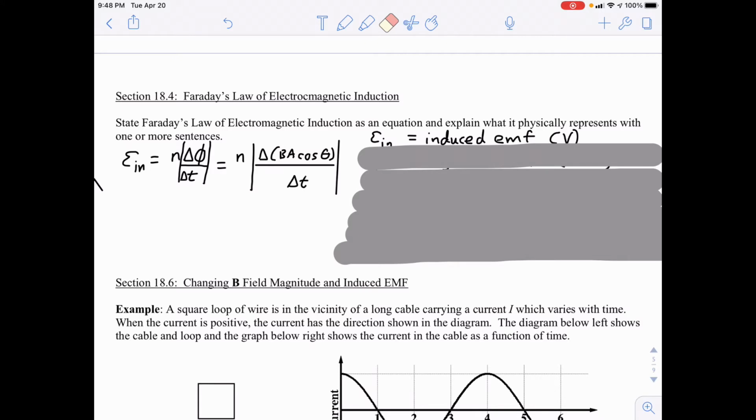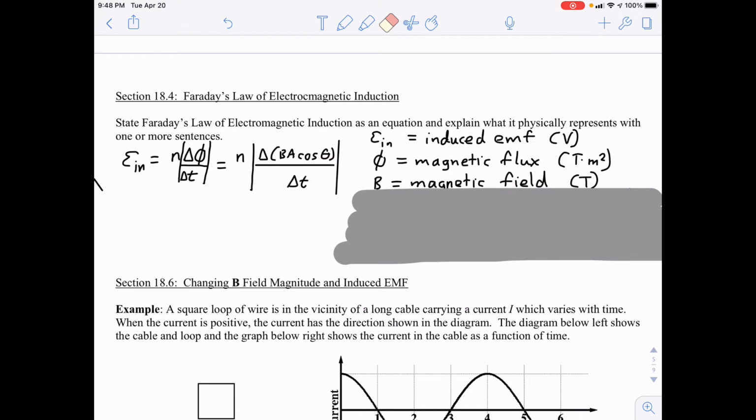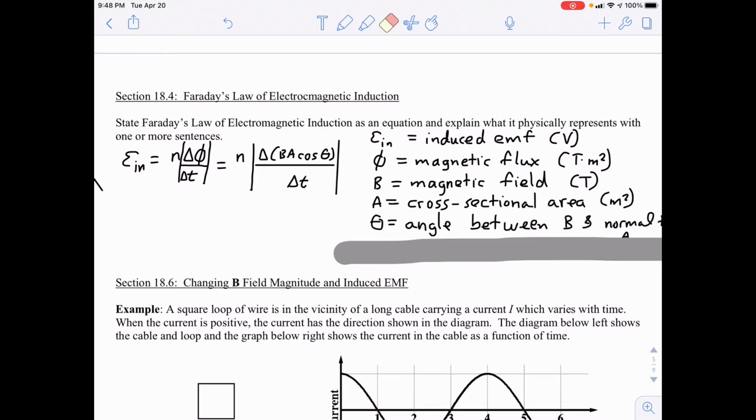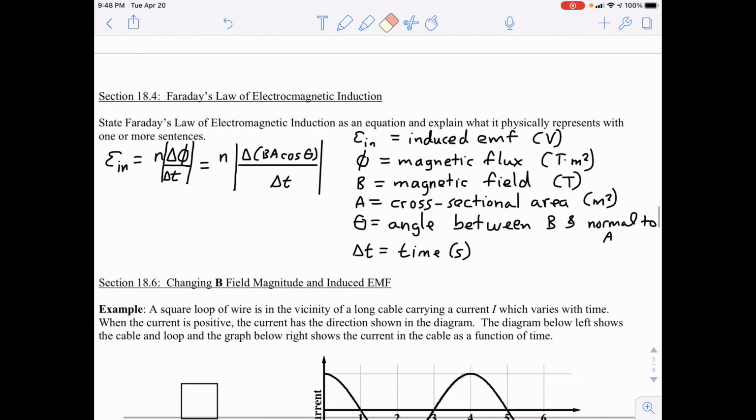epsilon IN is induced EMF, in volts. Phi is magnetic flux in Tesla meter squared. B is magnetic field in Tesla. A is the cross-sectional area in meters squared. And angle theta is the angle between the B field and the normal vector to the cross-sectional plane of the area. Delta t is, of course, time.